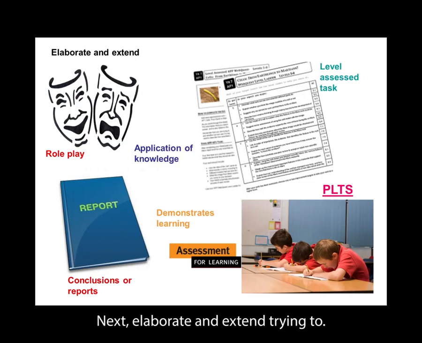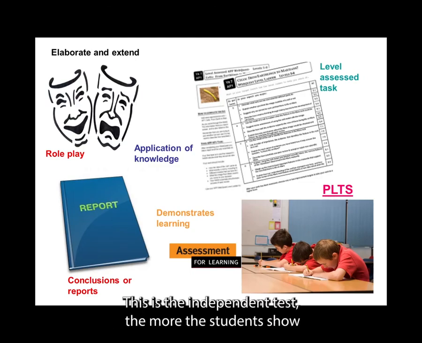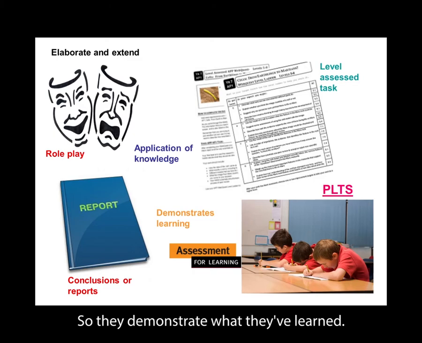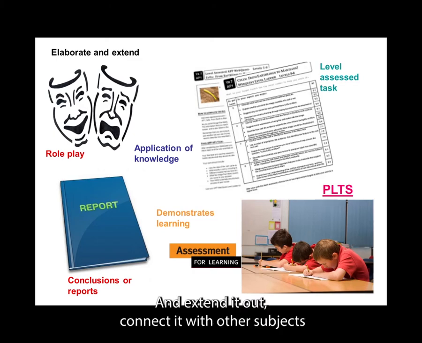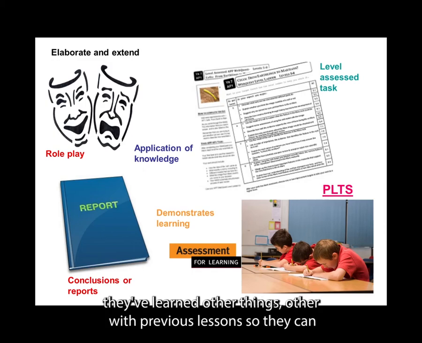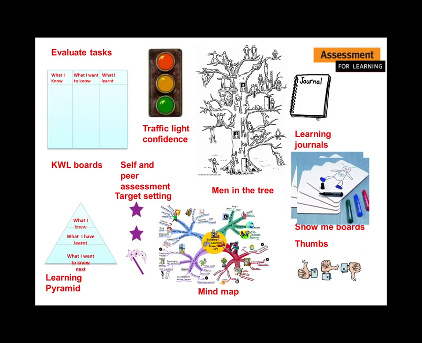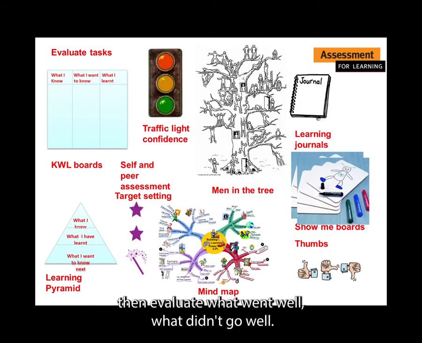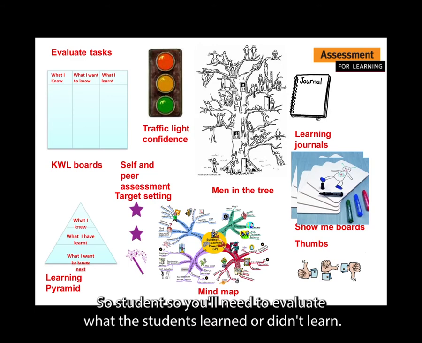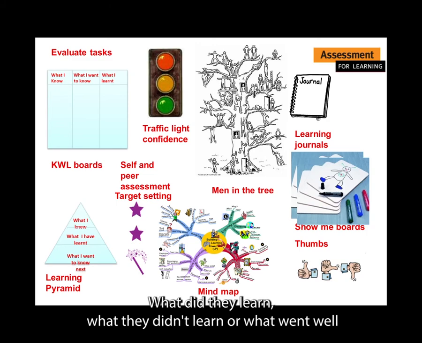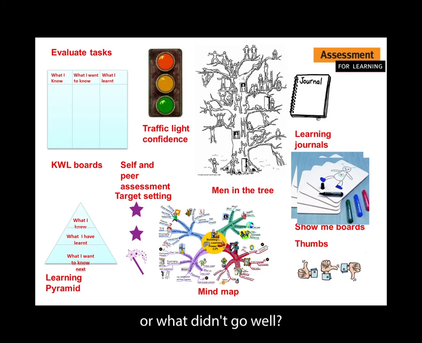Next, elaborate and extend. This is the independent task, the more the students show what they know and what they don't know. That's helpful. So they demonstrate what they've learned, and then extend it out, connect it with other subjects they've learned, with previous lessons, so they can synthesize and incorporate their new language. Then evaluate what went well, what didn't go well. So you'll need to evaluate what the students learned or didn't learn, and you will need to evaluate the lesson yourself. What did they learn? What they didn't learn, or what went well or what didn't go well.